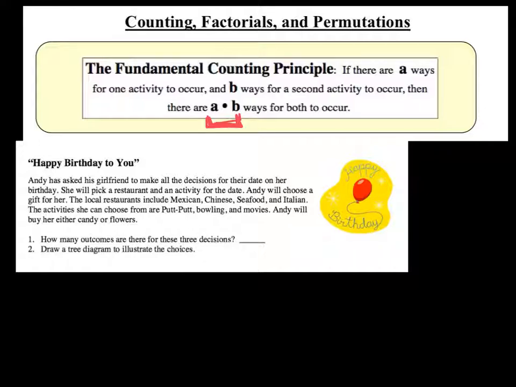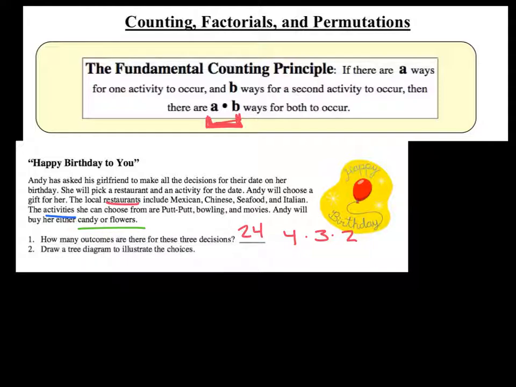So the number of events or activities occurring determines how many things you have to multiply together. If we're looking at the restaurants, the activities, and then the candies or flowers, that's 3 things to multiply together. I'll start with the restaurants first. All we need to do is multiply everything together: it's 4 restaurants times 3 activities times 2, either candy or flowers. So 4 times 3 times 2 would give you 24 different decisions that Andy would have to make.